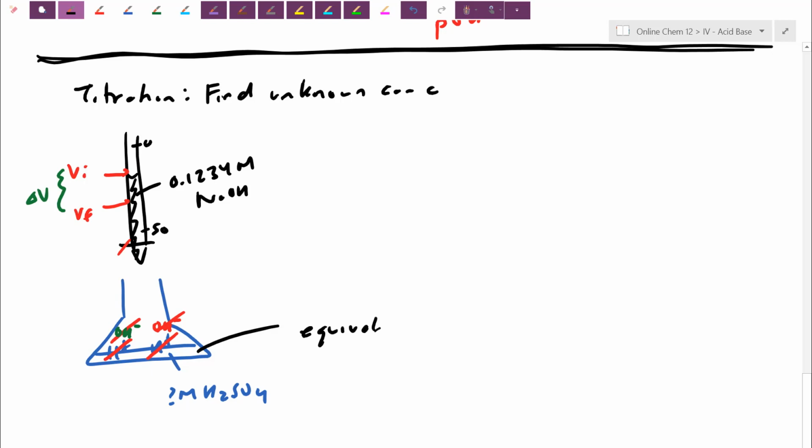So we are looking for an equivalence point. An equivalence point is when the moles of H+ has exactly matched moles of base. This is when the stoichiometry is perfect. This is when there's actually no limiting excess.